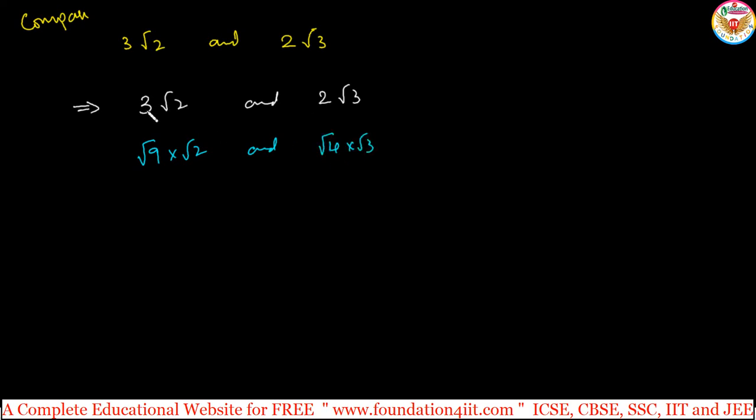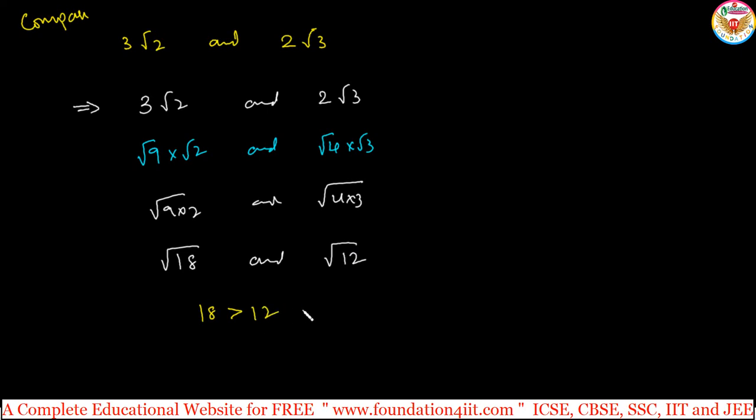3 root 2 is nothing but 3 into root 2. Okay, remember. And root 9 into root 2 is 9 into 2. Here square root of 4 into 3. So square root of 18 and this is square root of 12. So obviously we know 18 is greater than 12, right, as the first step we discussed. Then 18 is greater than 12, that implies square root of 18 is greater than square root of 12. So then 3 root 2 is greater than 2 root 3.